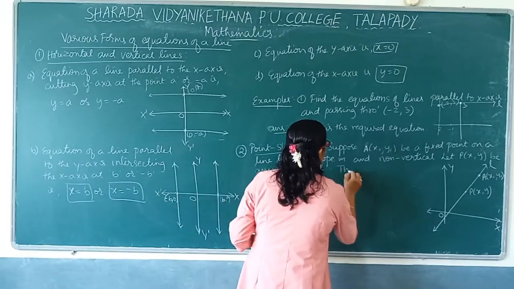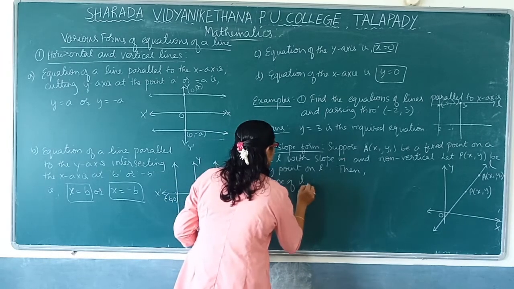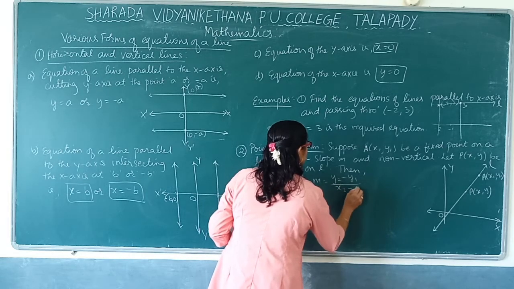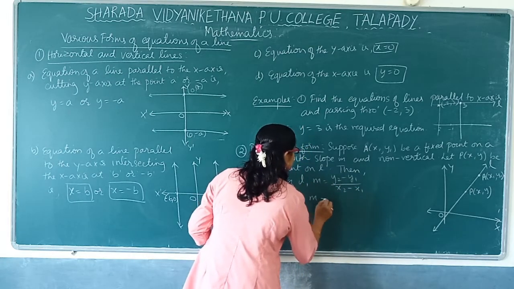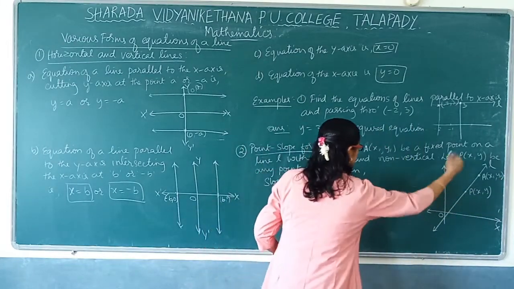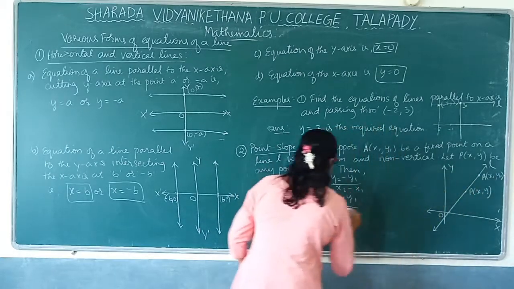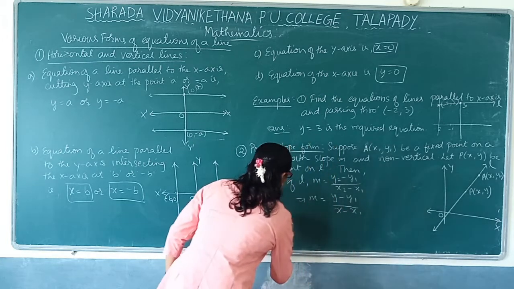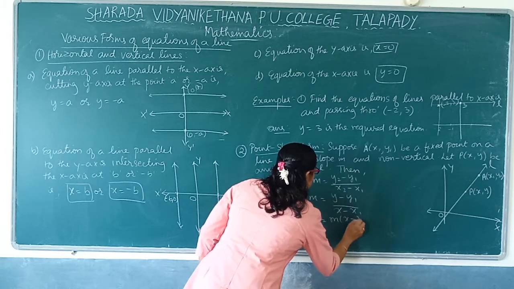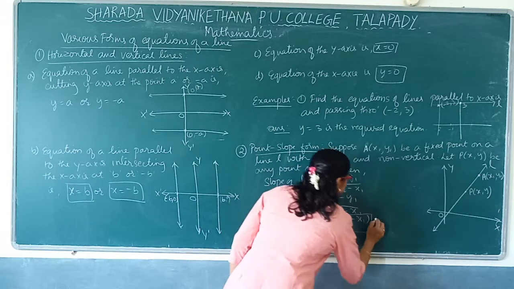Then, what is the slope of the line? Slope of L, m is equal to, we have the formula, y2 minus y1 by x2 minus x1. So m is equal to y minus y1 by x minus x1. Just cross multiply. What do we get? y minus y1 is equal to m into x minus x1. So this is called the point slope form of equation of a line.